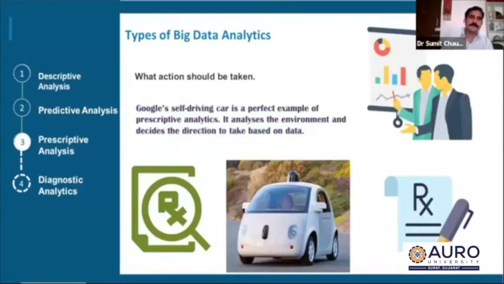Number three, we have prescriptive analysis. You can consider this type like one type of machine learning method called reinforcement learning, because in reinforcement learning the machine learns through the environment. Here also, in prescriptive analysis, the Google self-driving car is a perfect example. It analyzes the environment, like whether traffic is more or not. If traffic is not more, we can speed up. If traffic is more, then we have to slow down. Through that we can decide where to move, whether to take a left turn or a right turn. Got it?